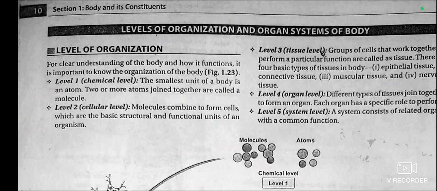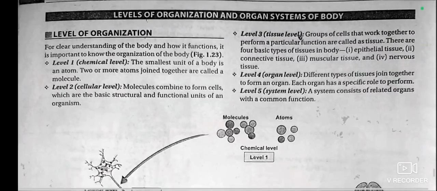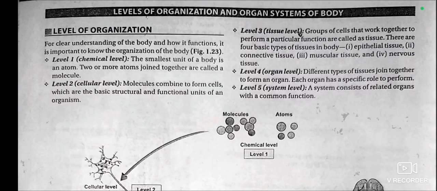Okay, there are 5 levels of organization and organ systems of the body. First level is chemical level, second level is cellular level, third level is tissue level, then organ level, and system level. I will explain simply, starting with the chemical level.